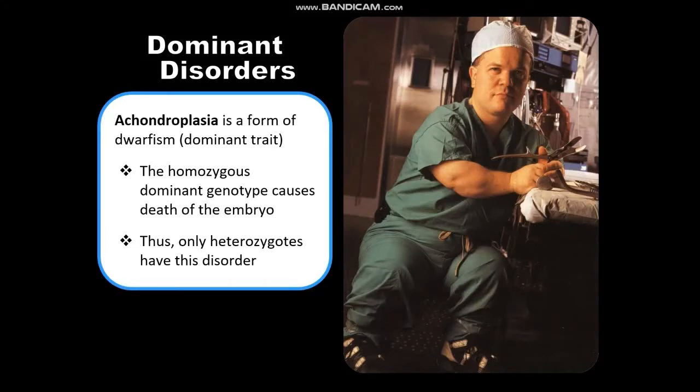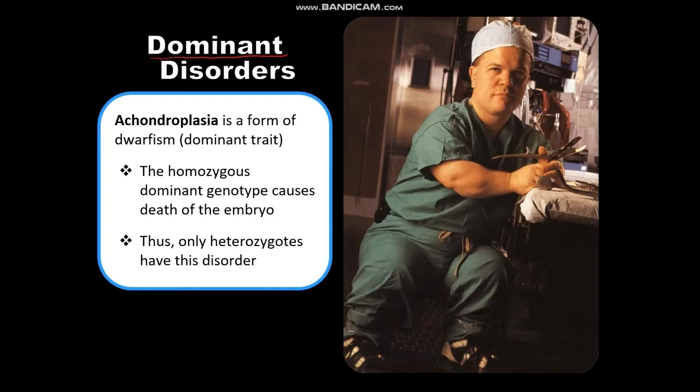Another kind of disorder we can have are autosomal dominant disorders. Now, in a dominant disorder, you only need one copy of the affected allele in order to end up with that condition. After all, that's what dominant means. Achondroplasia is the most common form of congenital dwarfism that exists, and it is in fact a dominant trait.